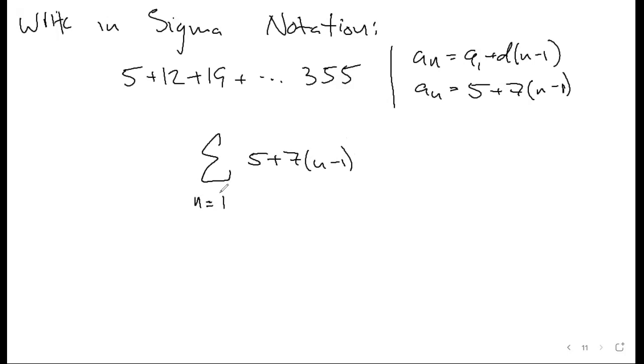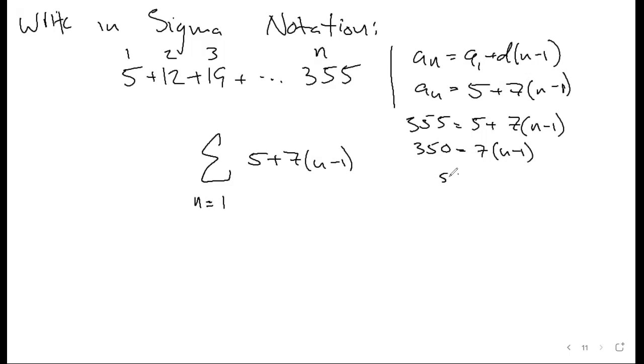Okay. And then what am I summing over? I'm starting at the first term, then I want to add up the second term and the third term and the fourth term and so on and so forth till I hit up to here. But what term is this? Well, I could just plug this in for a sub n and solve for n here. So this tells me that 350 equals 7 times n minus 1. So that means 50 is equal to n minus 1, n equals 51. So I'm summing up 5 plus 12 plus 19 all the way up to, this is the 51st term, 355.